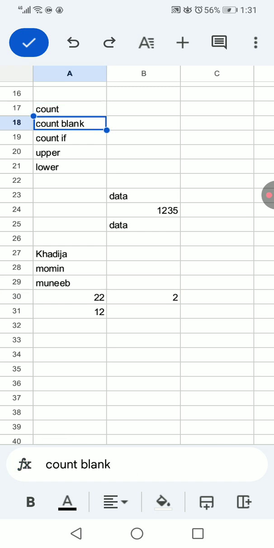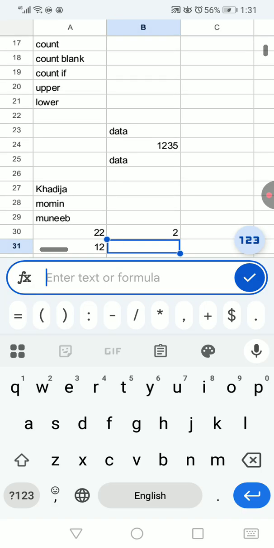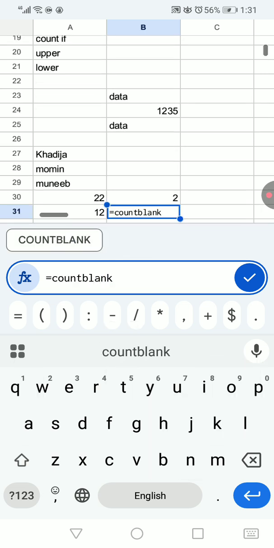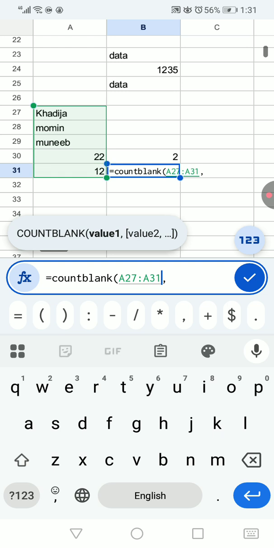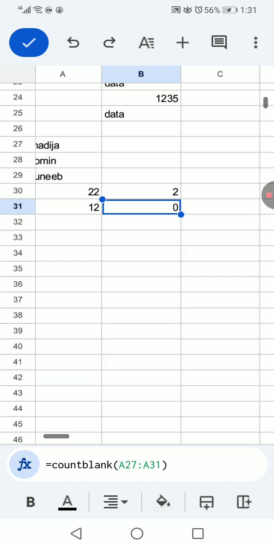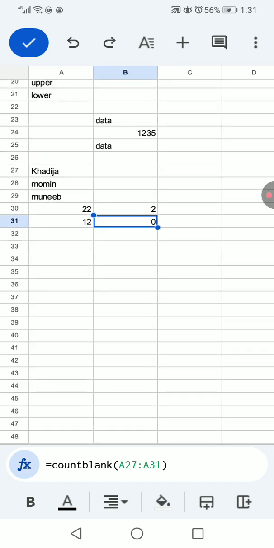Second, we will see count blank. This would be used if cells are kept blank. You will write count blank, bracket open, and here you will use these 5 cells. Okay, over here you can see there is no cell as blank, so you will put over here. You can see your result is showing 0. Why? Because no cell was blank.